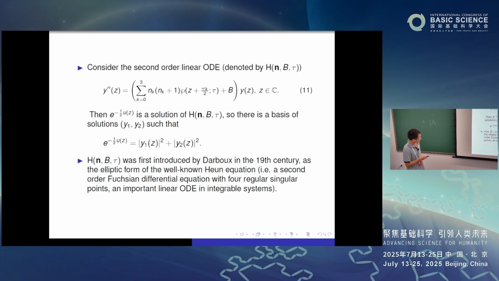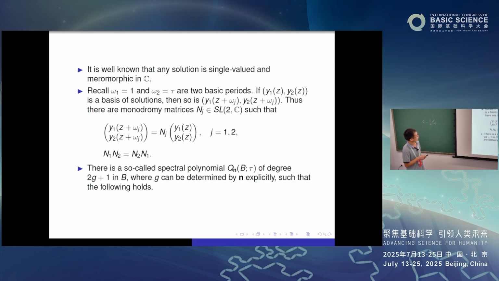So for this Heun equation, remember we consider a complex variable. Since this potential has singularities at the half periods, this equation has 4 regular singular points. But it's easy to prove that any solution is single valued near such a singularity. So after analytic continuation, any solution is meromorphic in the complex space.